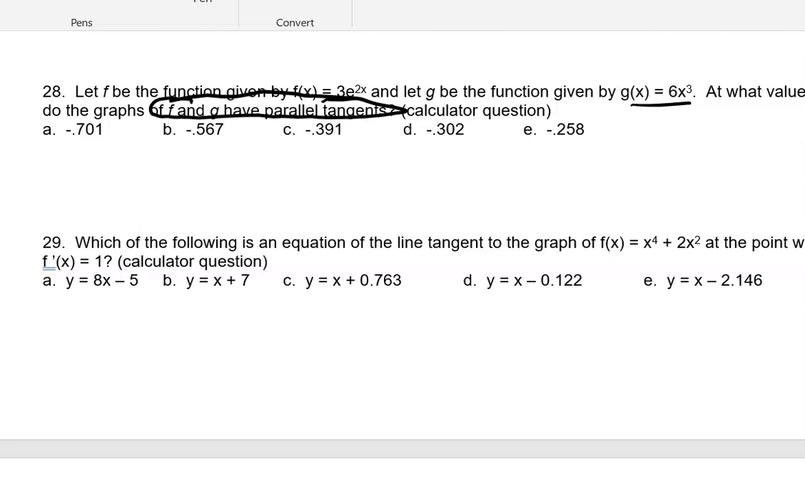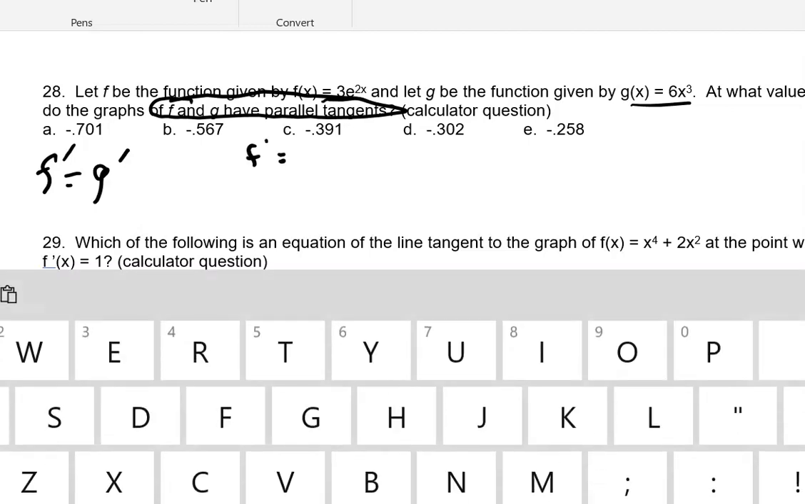Parallel tangents, basically think about what tangent lines are. The slope of our tangent is our derivative. If they're going to be parallel, what that really tells us is their derivatives, f prime, has to be equal to g prime. That's when we're going to have parallel tangent lines, when their derivatives are equal. So that's our process. So take the derivative of f.